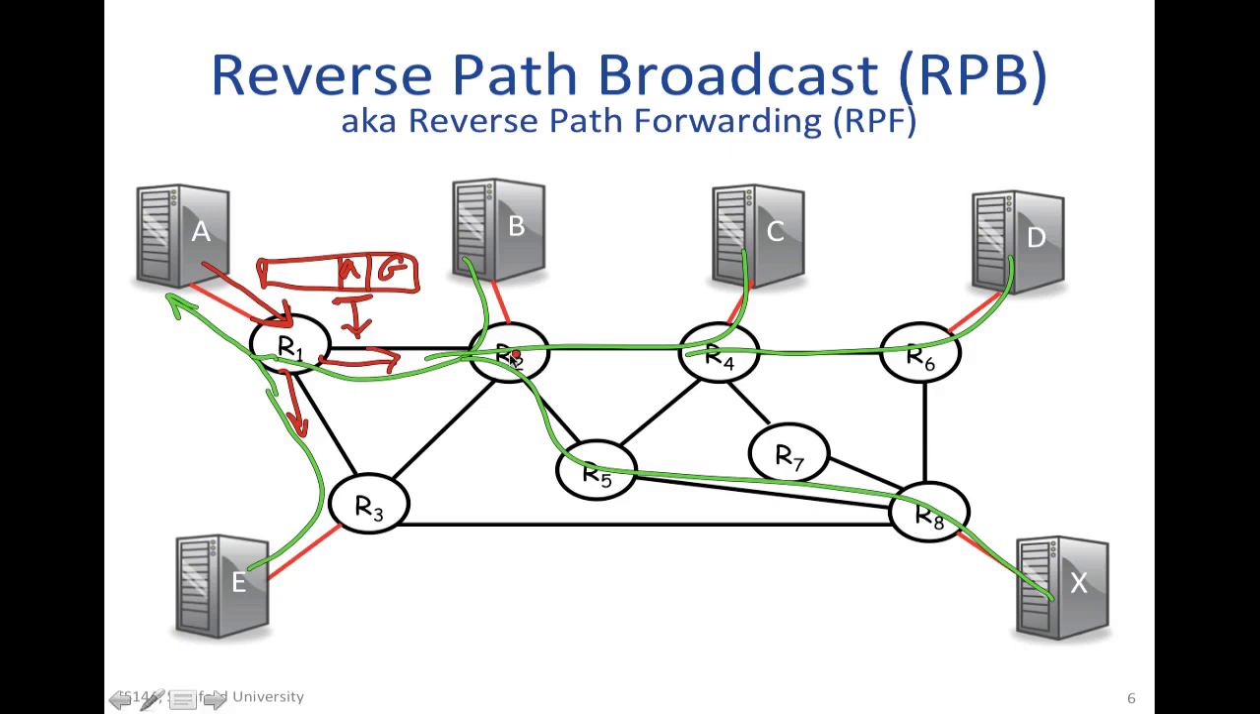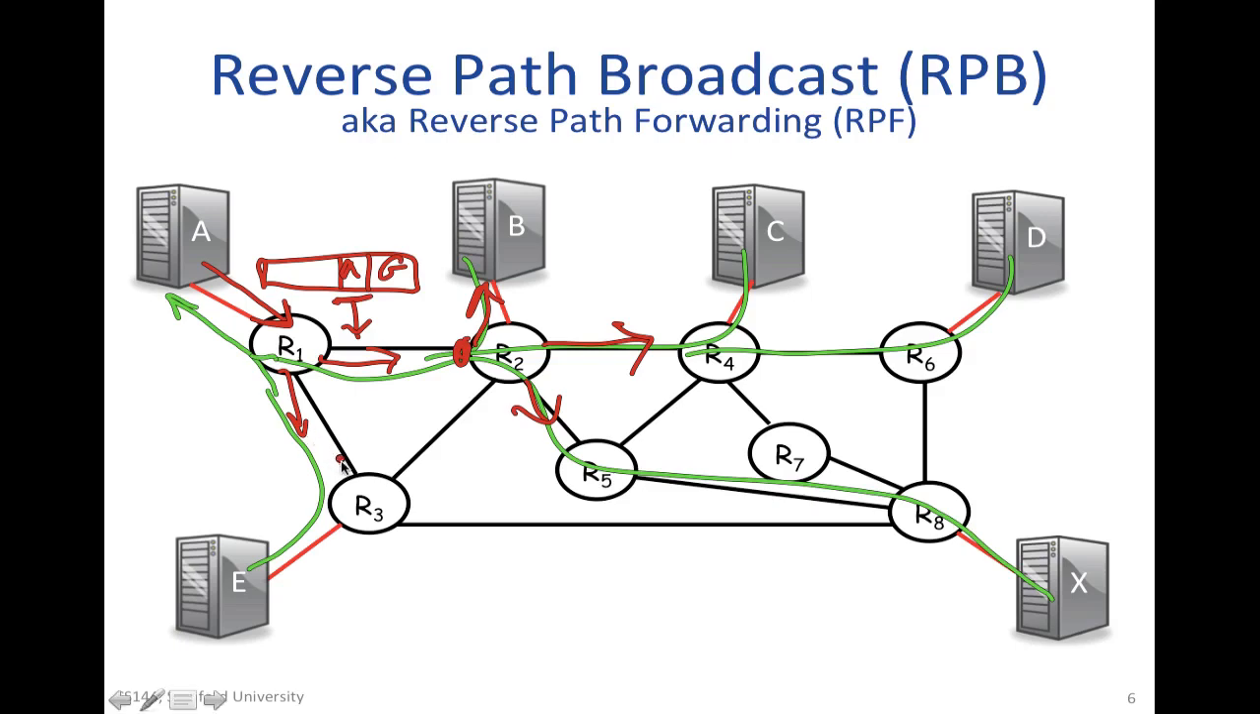Likewise, when it gets to R2, R2 will ask the same question. If it was sending a unicast packet to A, is this the interface through which it would send it? The answer is yes, so therefore it will send it out of every other interface. So it's a little bit like flooding, but it's asking a more detailed question: is this the interface through which I would send it if it was a unicast packet going to A?